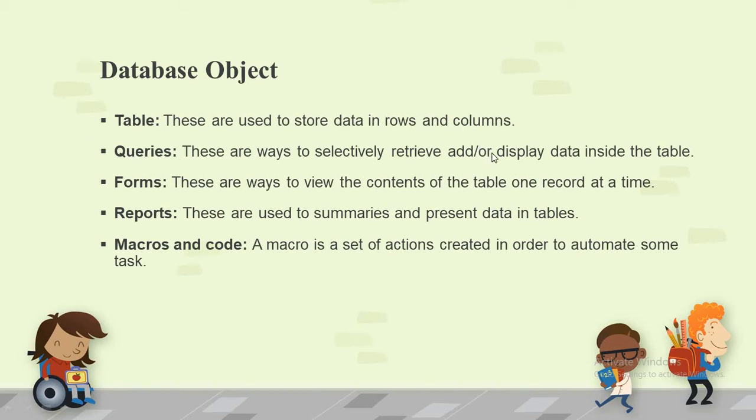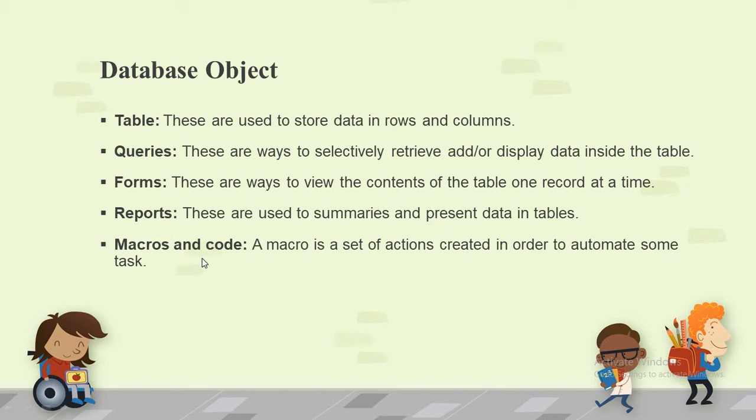Suppose I also want to delete data from a table, I can do it using queries. Now third is forms. These are ways to view the content of the table one record at a time. Suppose we create forms, so we can see one record at one time. Now reports. These are used to summarize and present data in the table. Suppose I want to create a report of student data, so I create a report using the report object.